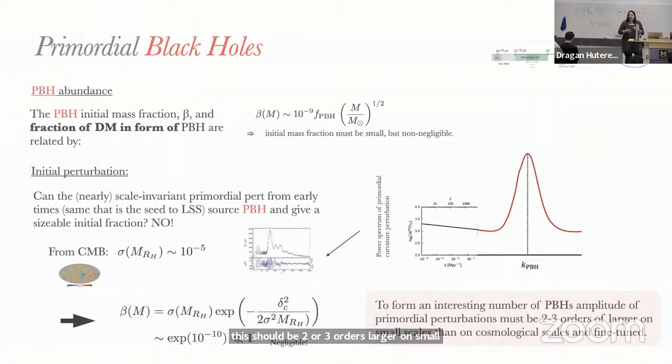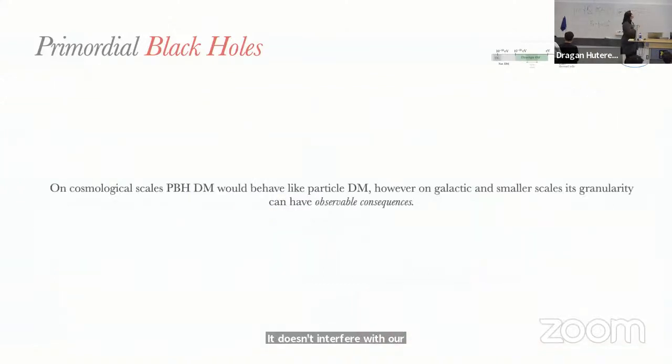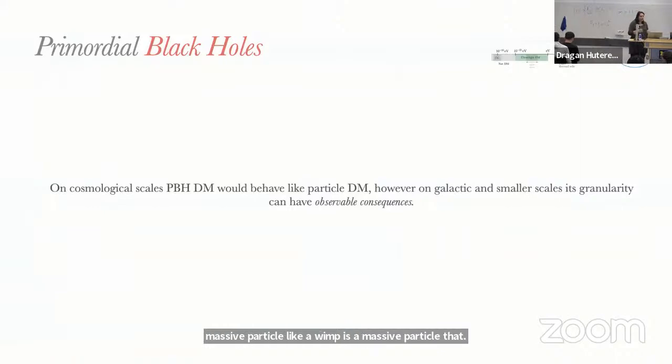And there are many mechanisms that we can try to do that with: inflation, cosmic strings, bubble nucleation, or something else. This is not visible in the power spectrum because it's at really small scales. It doesn't interfere with our other observations, but it will create a bunch of black holes. On cosmological scales, these primordial black holes will just behave like dark matter because it's just a massive particle. Like a WIMP is a massive particle and for this reason behaves like dark matter. A primordial black hole is just a massive particle, but macroscopic, and then it's going to behave like dark matter.